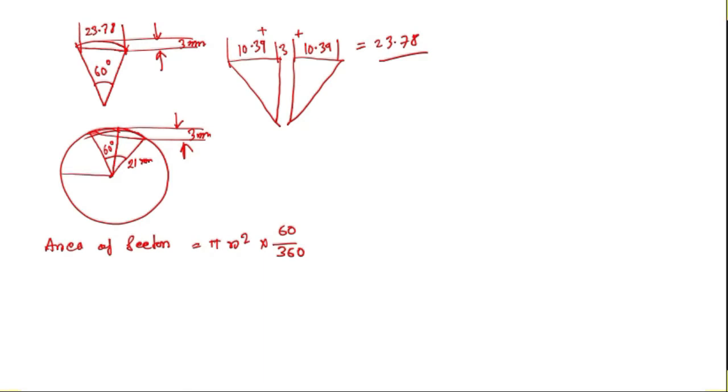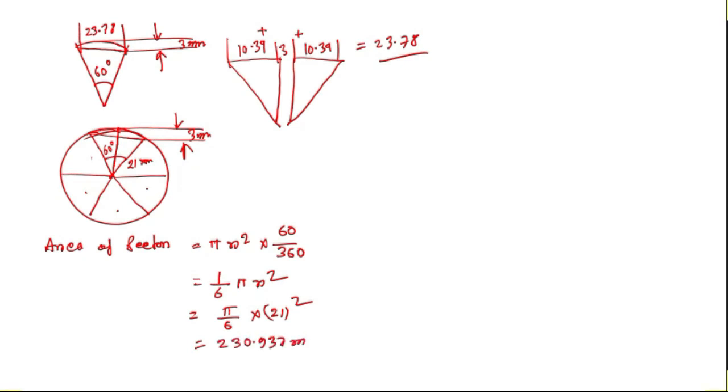So if you part it this way, how many segments? 1 2 3 4 5 6. So 60 by 360 means 1/6 part. So 1/6 pi r square. If you go 1/6 pi r square, how much? Pi by 6 into r, which is 21 square. So it will come 230.937 mm square. So understand, the area of sector means the full area. Full area of sector is 230.937.